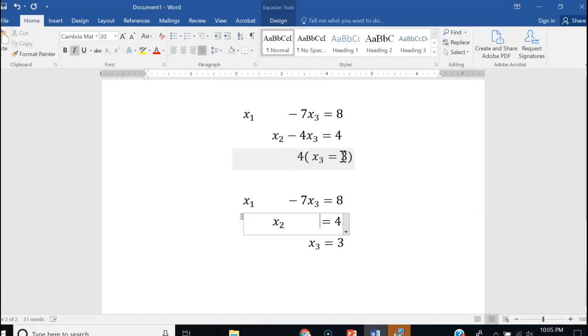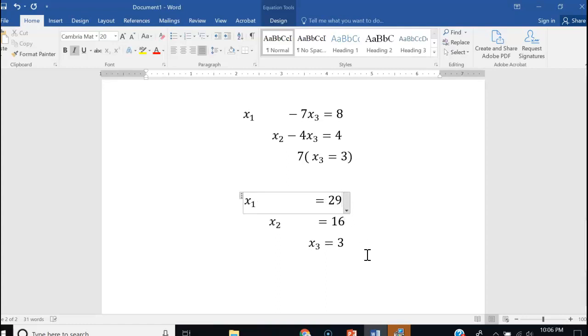4 times 3 is 12. Add that to 4, 16. All right. Then I do the same thing with this first equation and the third equation. In this case, I have to multiply it by 7. 7 times x3 minus 7x3. Now we've eliminated the x3's. 7 times 3 is 21, plus 8 is 29.